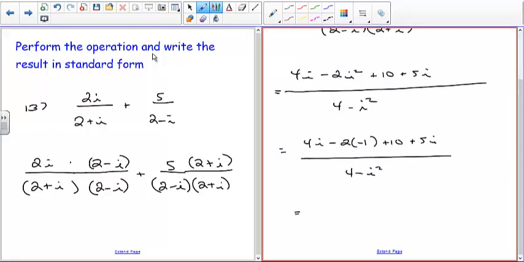Negative 1 times negative 2 is positive 2. Positive 2 plus 10 is 12. 4i plus 5i is 9i. And then the denominator I have 4 minus i squared. i squared is negative 1. So you get 4 minus a negative 1, which is plus 1. So you get 5. So you get 12 plus 9i over 5.